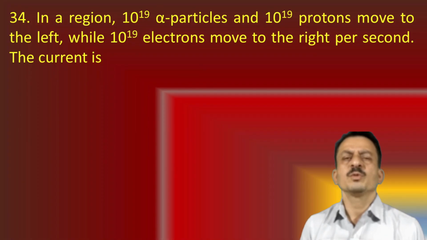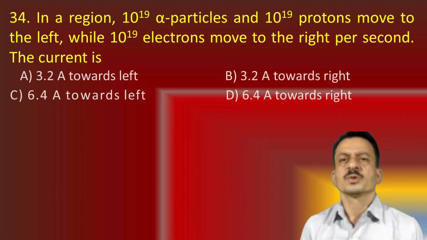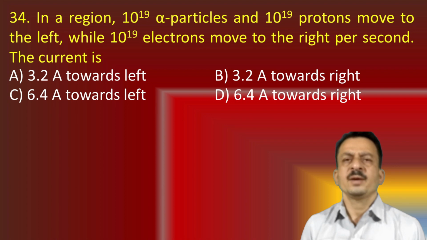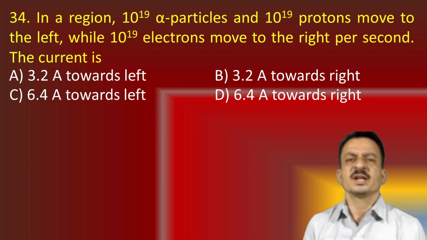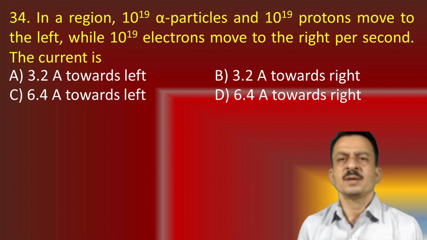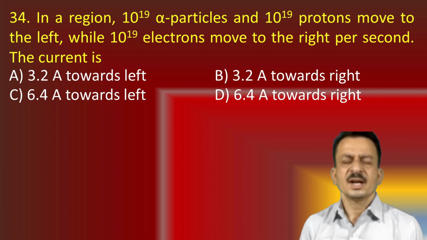In a region, 10 to the power of 19 alpha particles and 10 to the power of 19 protons move to the left, while 10 to the power of 19 electrons move to the right per second. The current is: A, 3.2 amps towards the left; B, 3.2 amps towards the right; C, 6.4 amps towards the left; and D, 6.4 amps towards the right.